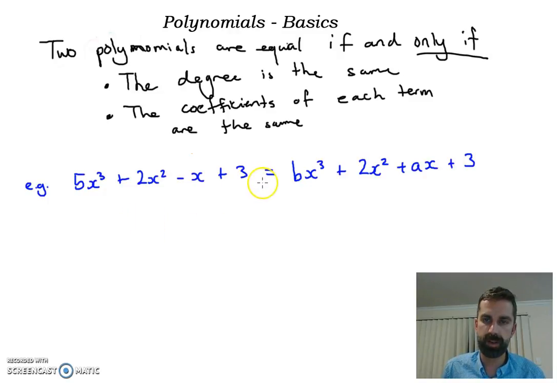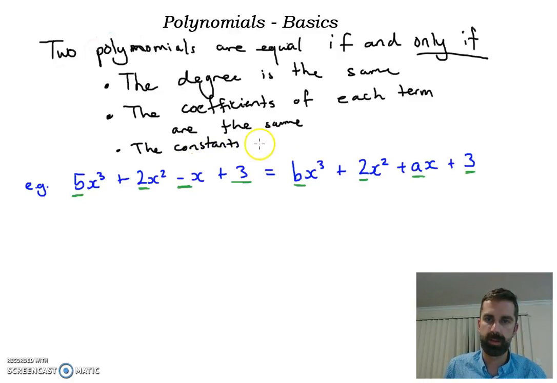Well, if these two are equal, then the coefficients have to correspond to each other. So the coefficient of x cubed has to be the same as the coefficient of x cubed on the right hand side. The coefficient of x squared has to be the same on the right hand side, and we can see that it is. The coefficient of x on the left has to be the same as the right, and the constants have to be the same as well. So I should add another criteria here. Constants have to be the same as well.